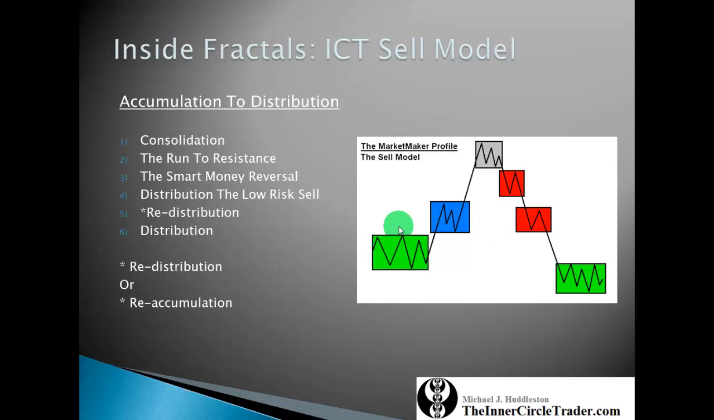So if you're looking at this, you'll see this is pretty much the mirror image of what we disclosed in the buy model. The initial consolidation, okay, this is where orders are accumulated. And I know most of you will probably assume that this should say distribution to accumulation, and that's not the case. Okay, the markets are always predisposed to be sellers.